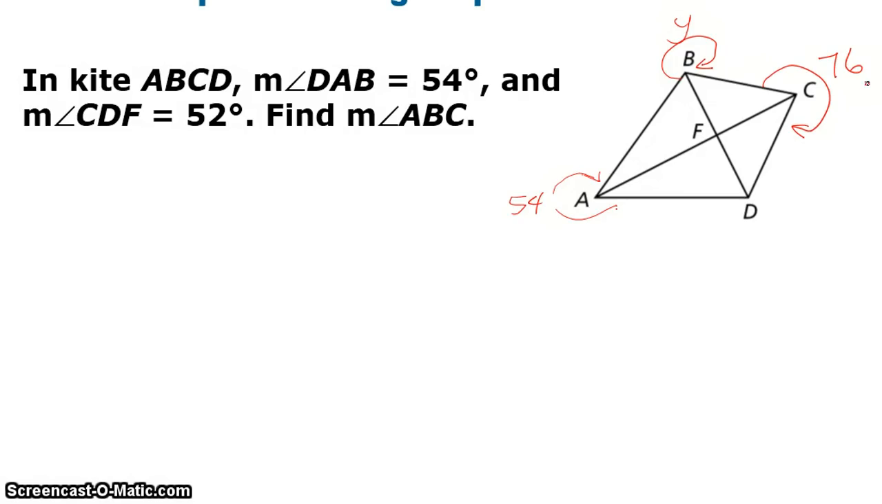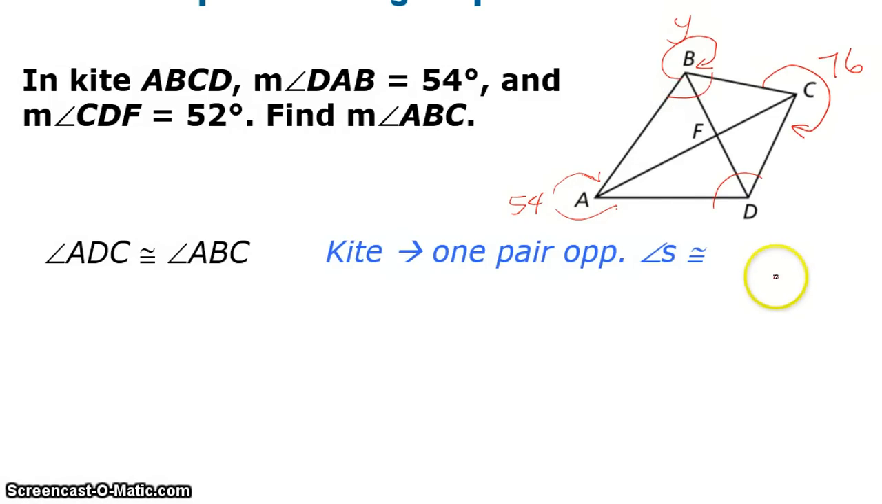Okay, we have our same kite, and now we know that angle BCD is 76 degrees. We still know that angle A, down here, angle DAB is 54 degrees. Now what we're going to find is the measure of angle ABC. We're going to find this angle here. Alright, we're going to start off with basically what we know. We know that one pair of opposite angles are congruent. So that means these two angles here are going to be congruent to each other. So angle ADC is congruent to angle ABC.